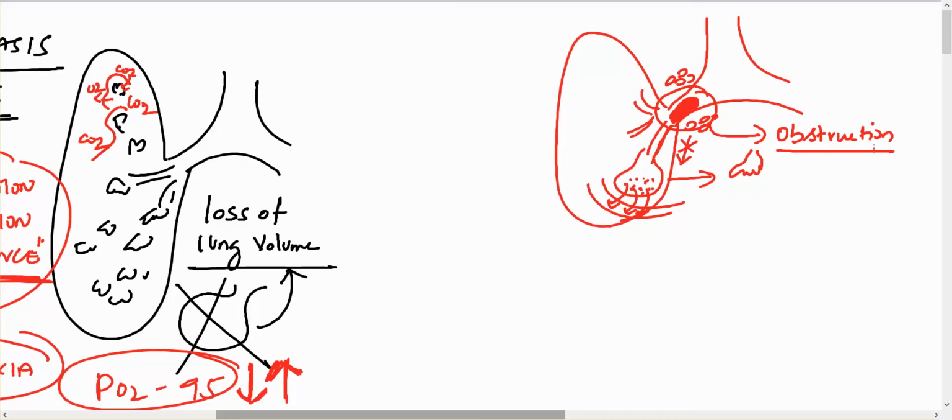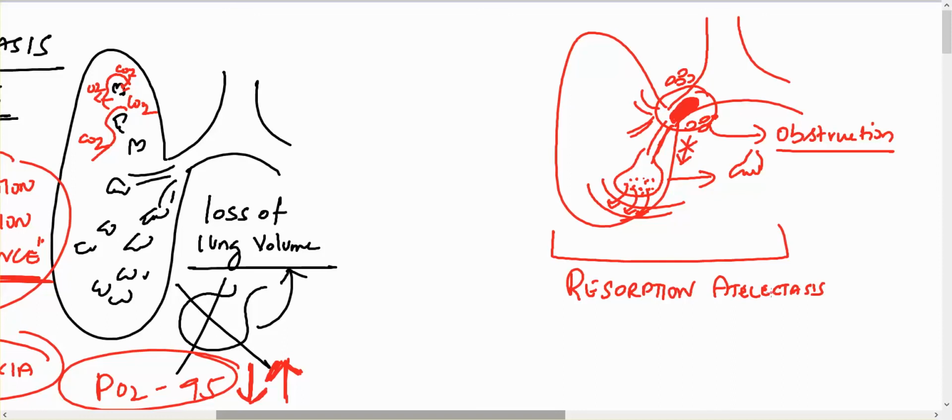Now what you have to understand here is, whatever it may be, if there is an obstruction or a foreign body coming and obstructing, the residual air is slowly absorbed. That leads to the collapse of the lung because new air is also not coming. So this kind of atelectasis is called resorption atelectasis, because the residual air is absorbed.